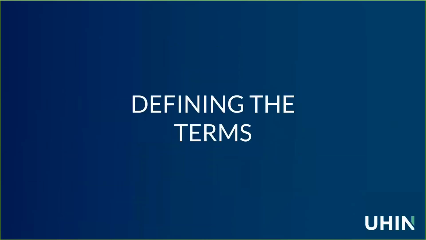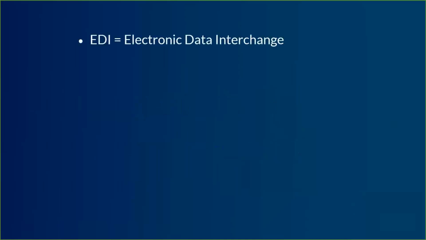So first up, let's take a look at some of those terms. The first term is the most basic one. I just feel like I have to cover it every time though. EDI is electronic data interchange. And EDI is really just information going back and forth electronically. There's lots of different industries that rely heavily on EDI, and healthcare just happens to be one of them.